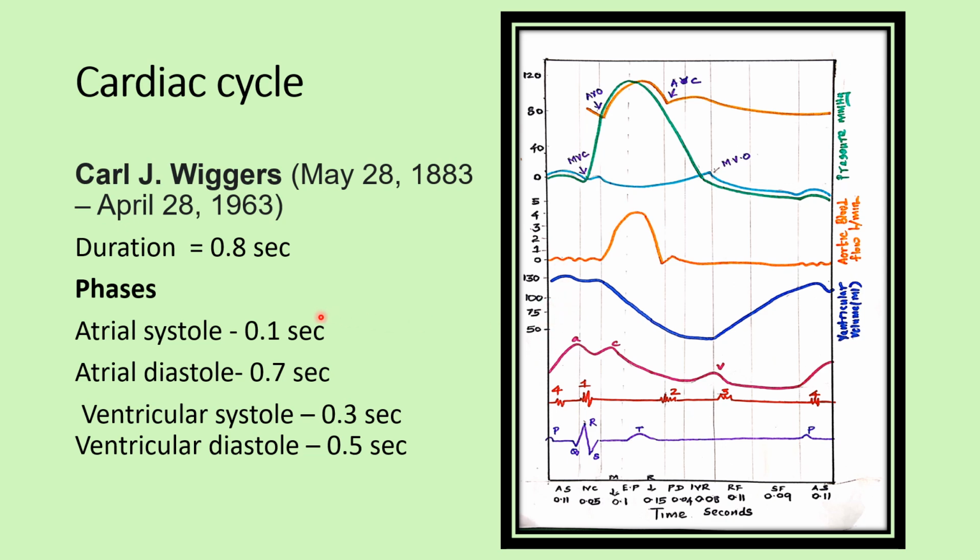The cardiac cycle has the phases atrial systole and atrial diastole, ventricular systole and ventricular diastole. Atrial systole is 0.1 second. Atrial diastole is not depicted in the Wiggers diagram. It is merged with the ventricular systole and diastole. Ventricular systole is 0.3 second. Ventricular diastole is 0.5 seconds.